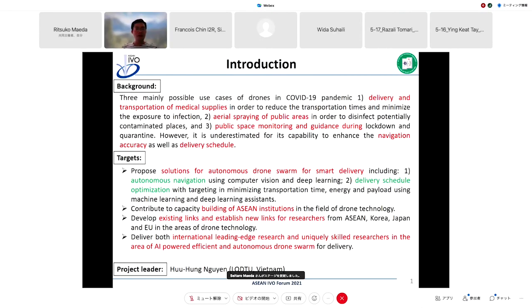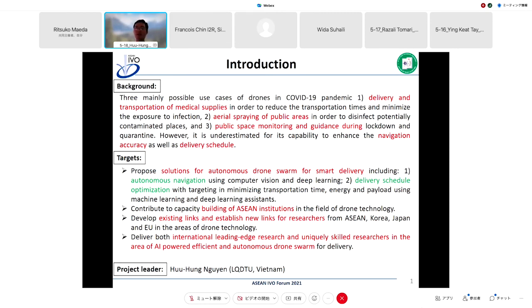I studied two main possible use cases for a drone. The first application is transportation of medicine or food, and the second is area spraying of public areas. The first one can also be used for public monitoring or guidance during the lockdown.